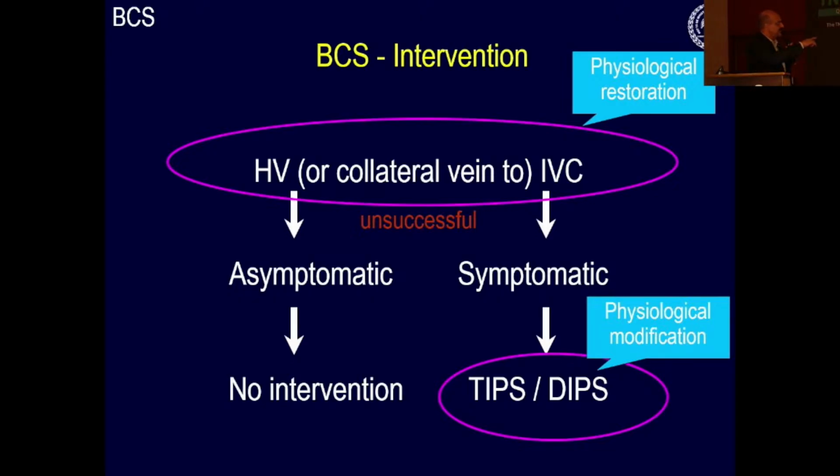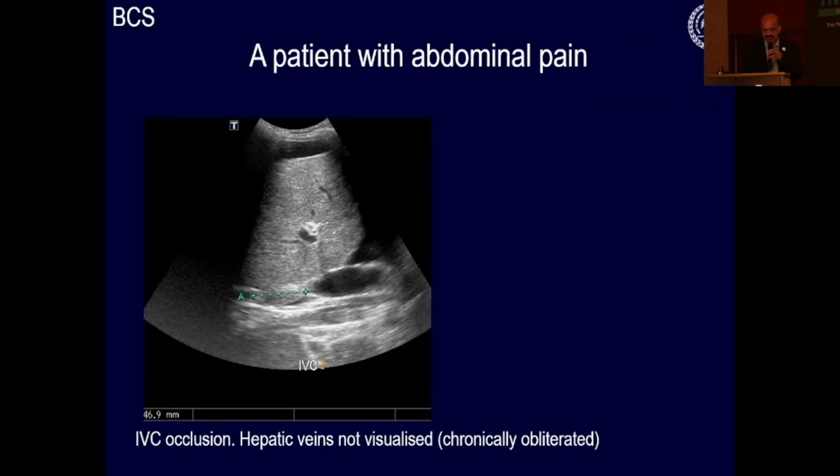In terms of physiological modification, when we do this, we are bypassing the flow to the liver. Over a period of time, something like 2 or 3 decades, there can be changes in the pulmonary artery, and the patient may develop pulmonary arterial hypertension. So one has to be aware of this when creating this kind of physiological modification. I'll show some case examples.